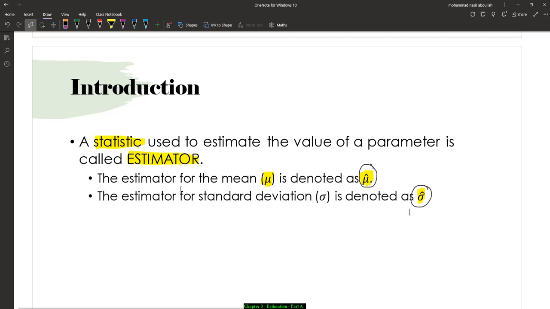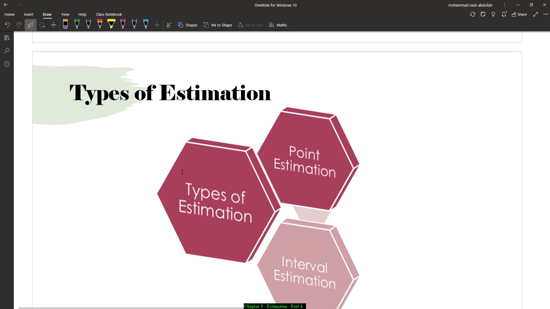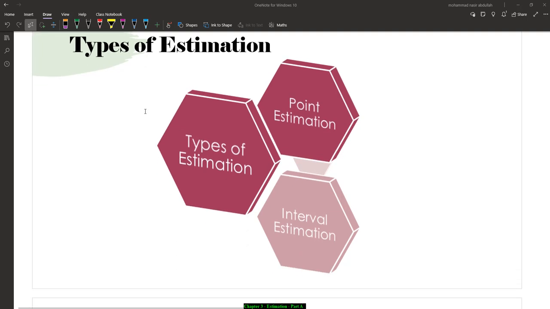So hat represents an estimator. There are two types of estimation that we're going to learn in this subject: point estimation, which is the current chapter 3, and interval estimation, which is going to be in chapter 4. So we're going to learn two types of estimation, interval estimation and point estimation.